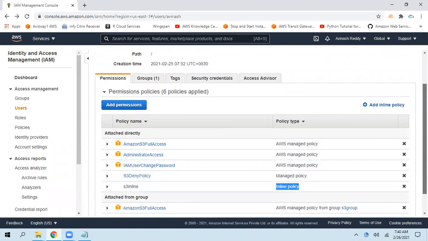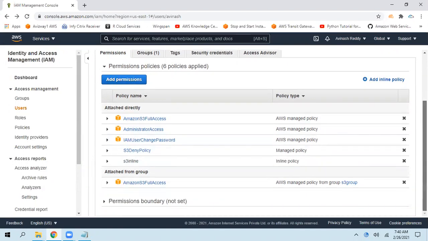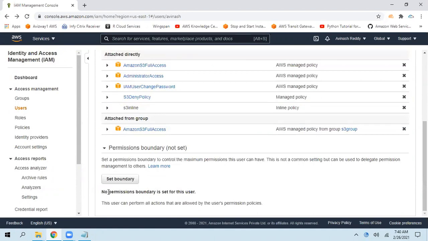We can add boundary policies also, correct? How will that differ from inline and boundary? Come on, don't compare, both are completely different. There is no relation between these two. Permission boundary: why are we giving a permission boundary? To set up maximum permissions for that user.